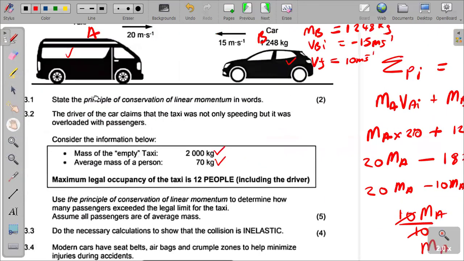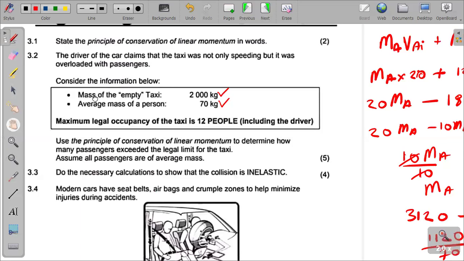The next question there is 3.3 actually. Do the necessary calculation, use the principle of conservation. Okay, that's the question we've just answered there. Do the necessary calculation to show that the collision is inelastic. First things first, what is an inelastic collision? An inelastic collision is a collision in which the total linear momentum is conserved, but the total kinetic energy is not conserved. So that's an inelastic collision now, right?